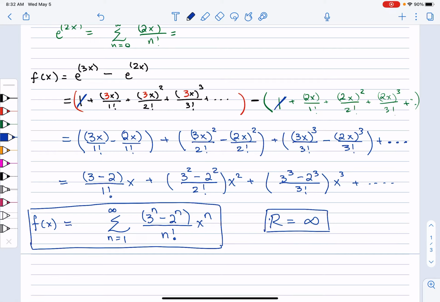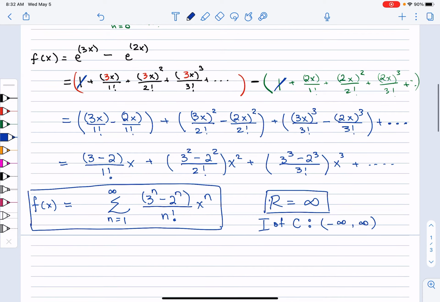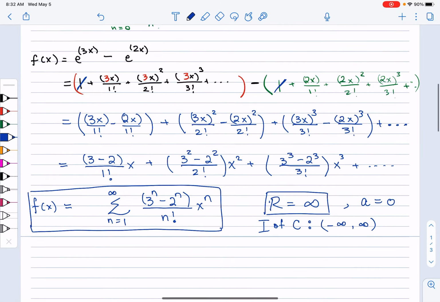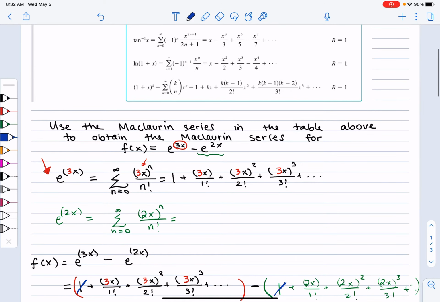And then in case we needed to write it down, the interval of convergence is going to be from negative infinity to positive infinity. And do you remember what the center of this series is? The center is automatically 0 because we're talking about the Maclaurin series.